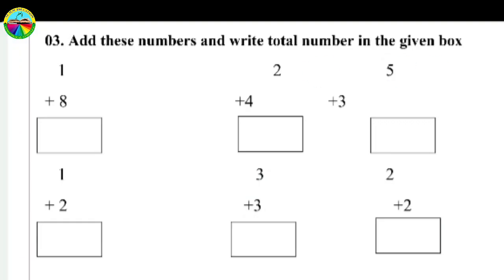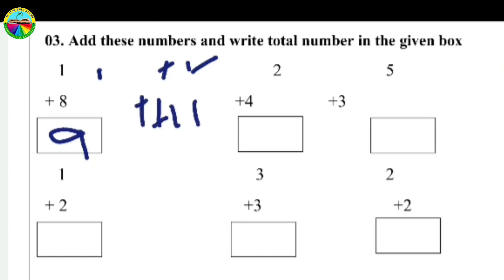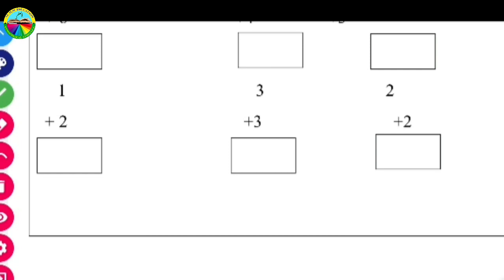Come to the next activity. Add the numbers 1 and 8, 9. Count on your fingers and then write 2 and 4. 1, 2, 1, 2, 3, 4. Count it: 1, 2, 3, 4, 5, 6. Write here 6. Like that count and fill the numbers. Yes, this is the filling activity of worksheets.